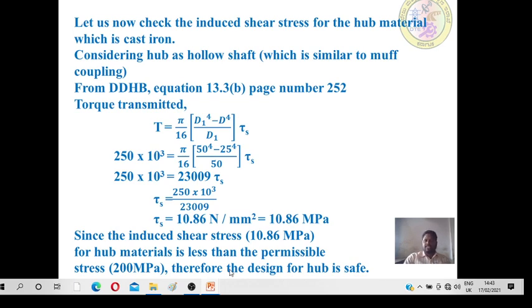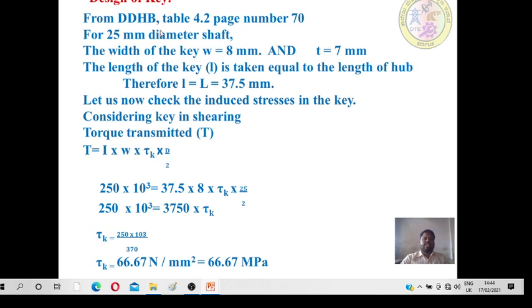Design of the hub is safe. That means the dimensions we have considered for the hub are satisfactory values. Now let us move on to the next part, that is design of key.